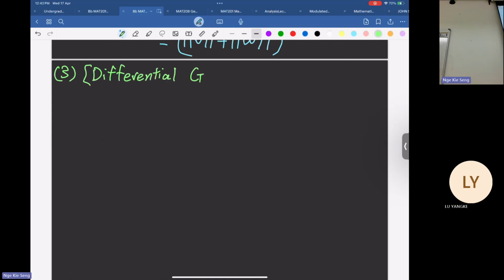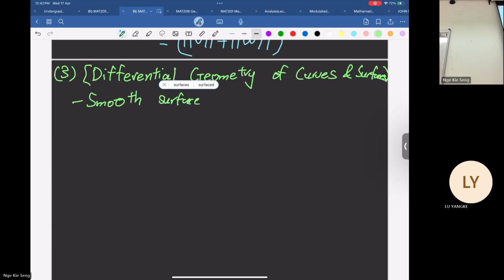So next, I'll talk about an example in geometry, differential geometry. I think this course is open this semester, so I think it's every April for now at least. You could take it. In the differential geometry of curves and surfaces, what they are interested in is called smooth surfaces. As in R3, what does it mean by smooth?